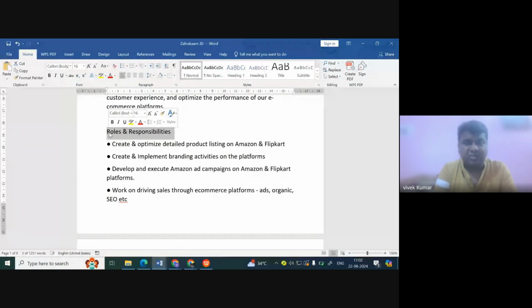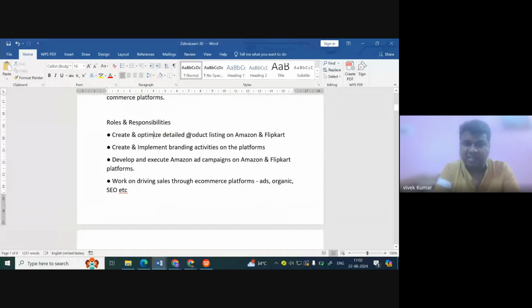So now when it comes to this, they have mentioned these points under the roles and responsibilities: create and optimize detailed product listing, then branding activities, create and implement branding activities. Then we have develop and execute Amazon ad campaigns on Amazon and Flipkart platforms. Okay, so again, this was not a very correct statement. So we kind of modified it.